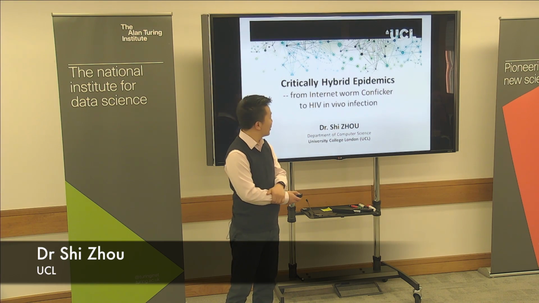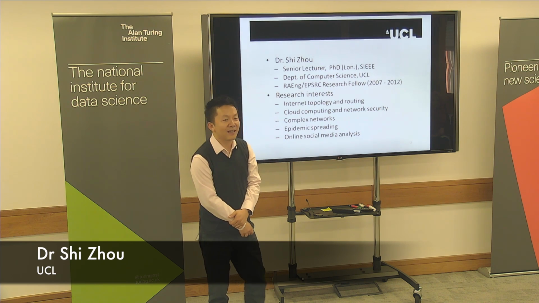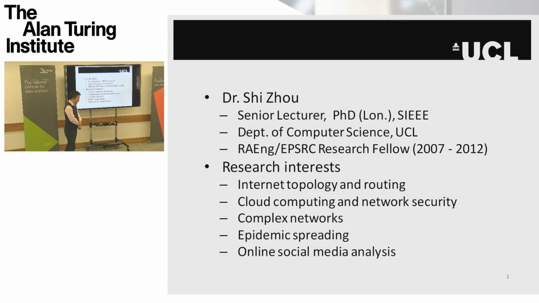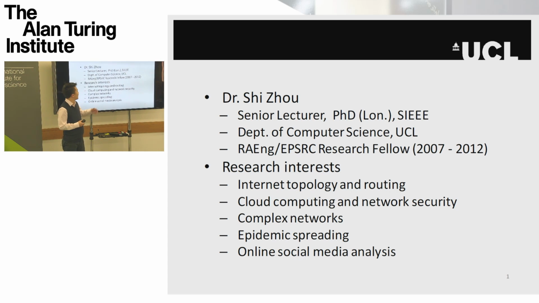My name is Shi Zhou. I'm a senior lecturer at the Department of Computer Science of UCL. And I have a number of research interests, more or less related with network science, in particular internet topology and routing, which I have worked on for the last 15 years, really.